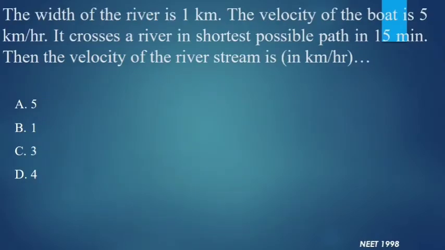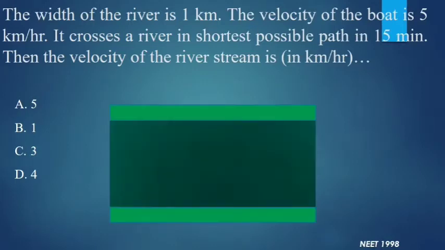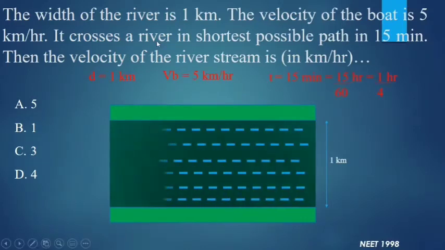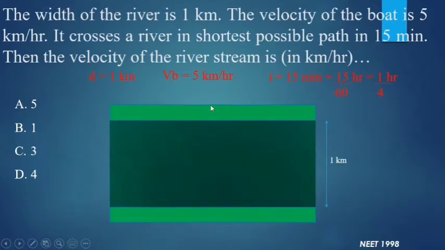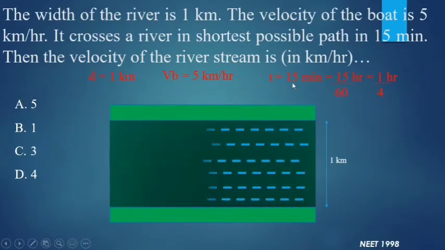Next problem, the width of the river is 1 kilometer. So this width is 1 kilometer. The velocity of the boat is 5 km per hour. It crosses the river in the shortest possible path. So the shortest possible path is this, perpendicular to the river, that is 1 kilometer. The time required to do this travel is t equal to 15 minutes. If you convert it into hours, it will be 1/4 hours.